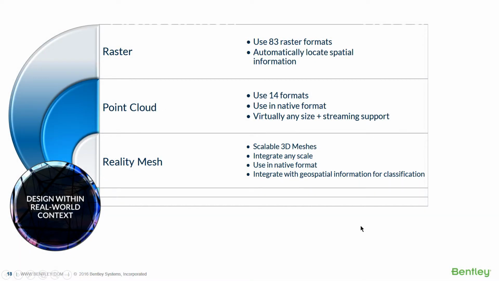So just to recap here, we support 83 different raster formats. That's image formats. There's ability to do automatic spatial location for those images. There's 14 different native point cloud formats, so you can pull in data from a variety of places. Plus there's streaming support if you want to do point cloud streaming. Then, of course, the big story is reality meshes, where you have scalable three-dimensional meshes. And you can use our native format, which is 3MX or 3SM, as well as be able to geospatially locate all of the information and classify it and produce it on the cloud.